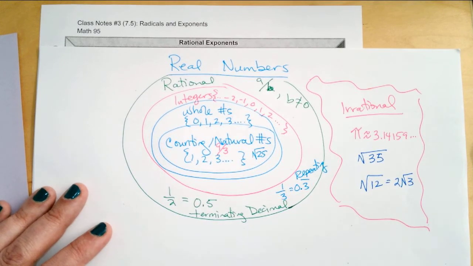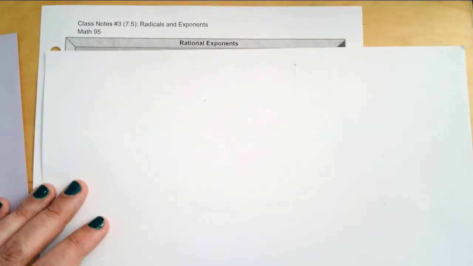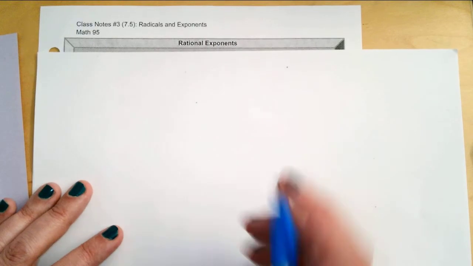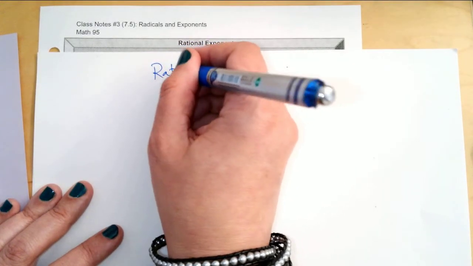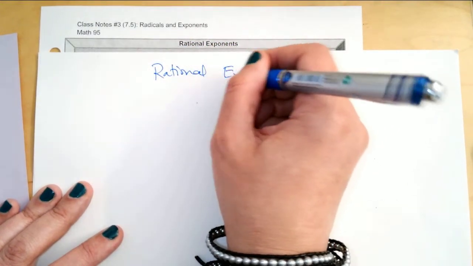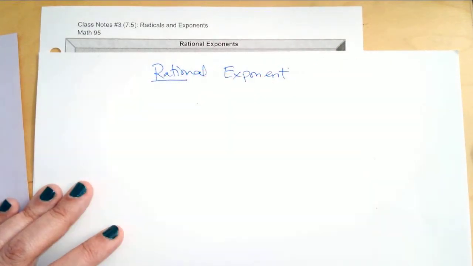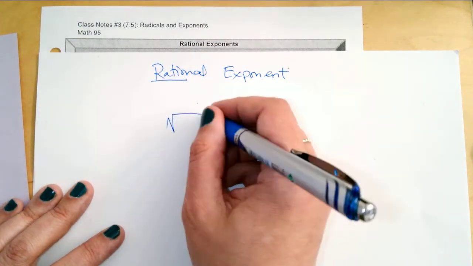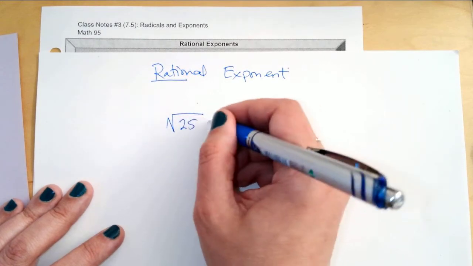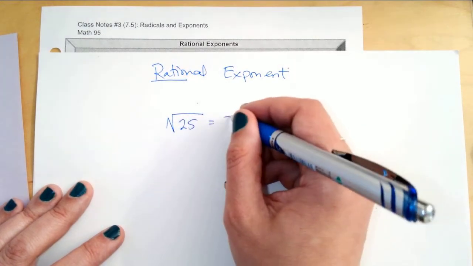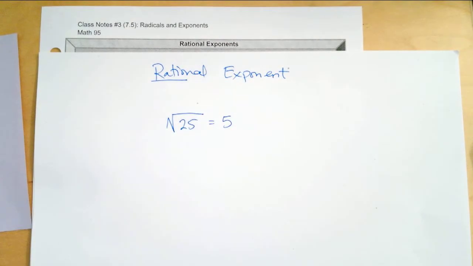So now we have another topic, which is the idea of a rational exponent. So actually, anytime you hear this word rational, you can think of the root word, which is ratio. A ratio is just a fraction. So if I take the square root of 25, I get what? 5. And we would consider that a rational number because it's a counting number, right?